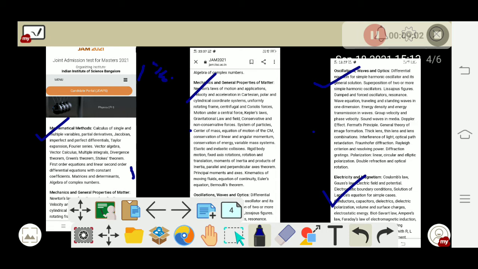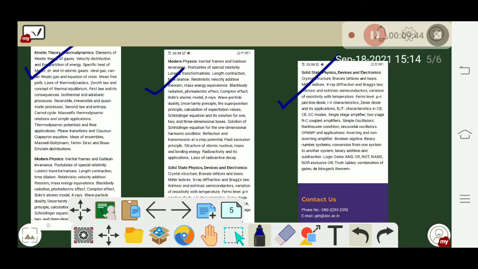Fraunhofer diffraction is important. Rayleigh criterion and resolving power. Fresnel is not here, so you have to read a little less. Diffraction grating is very important. That width and resolving power. These are important. Polarization is very important. Linear, circular, elliptic, double reflection, and optical rotation. There are some standard formulas and what type of orientation occurs, and what plate we need to use to convert linear to circular. There are some standard formulas, lambda by 4, and like this.